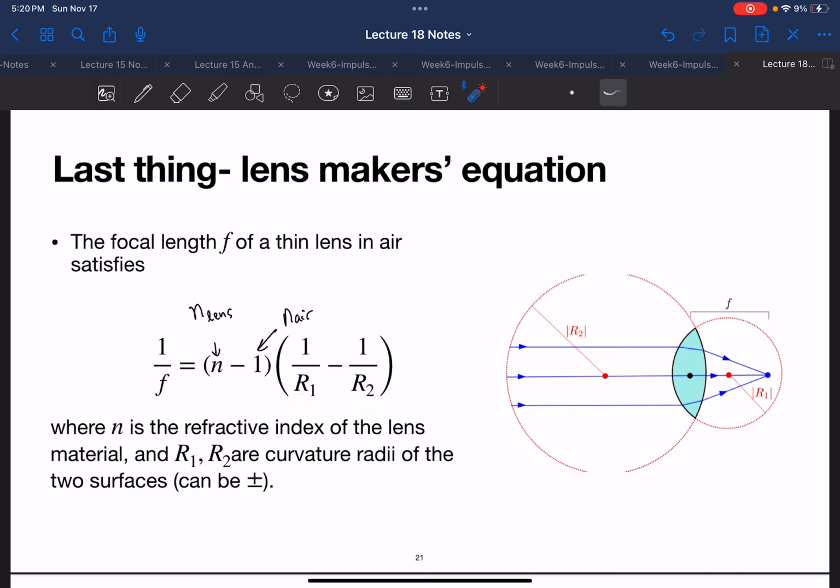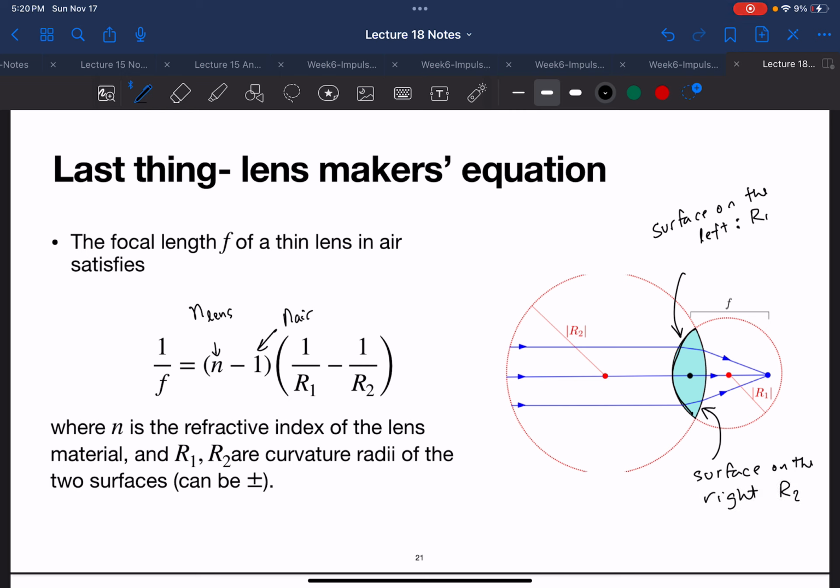So which one's R1? If we're looking at this lens here, meaning we might put an object somewhere here, the first surface that you run into, the surface on the left, or the first surface, that is our R1 surface. And then the second surface, the surface on the right, is our R2 surface. Now, whether they're positive or negative, we check for the following.